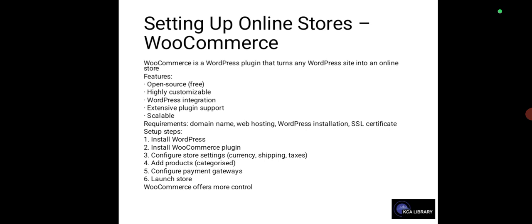First, install WordPress, then install WooCommerce plugin. Then after that, configure store settings like currency, shipping, taxes. Then add your products. You can categorize them. Then configure payment gateways. Then you can now launch your store.